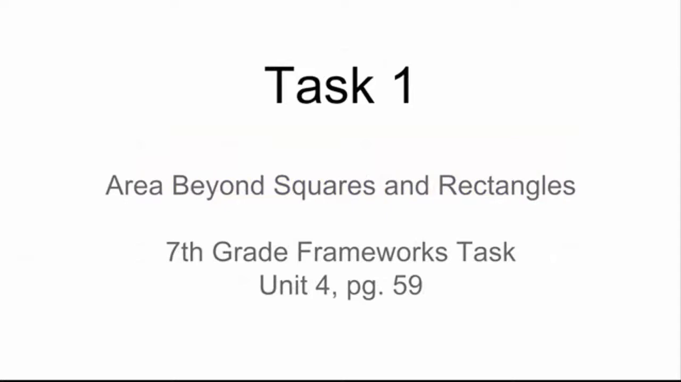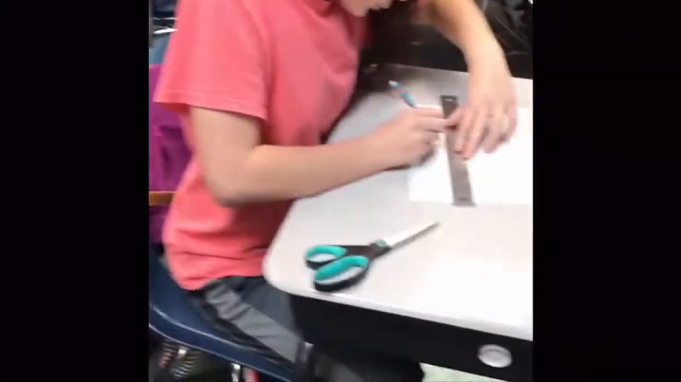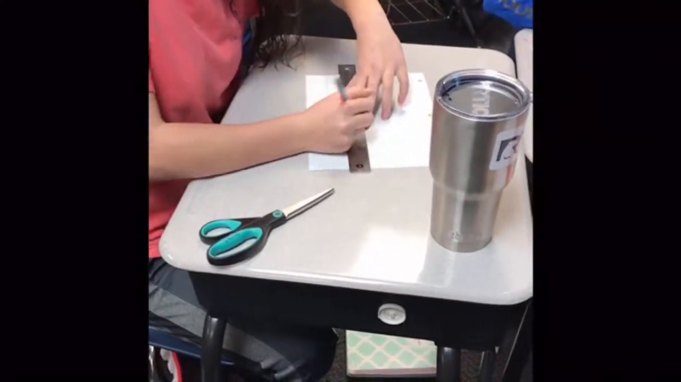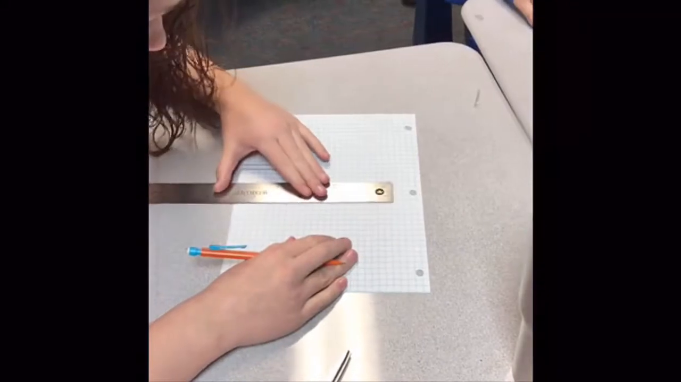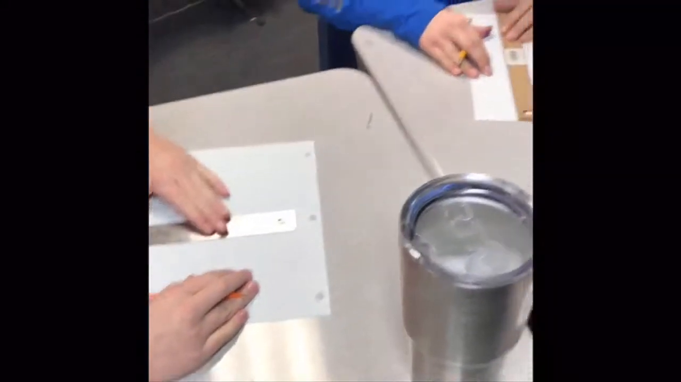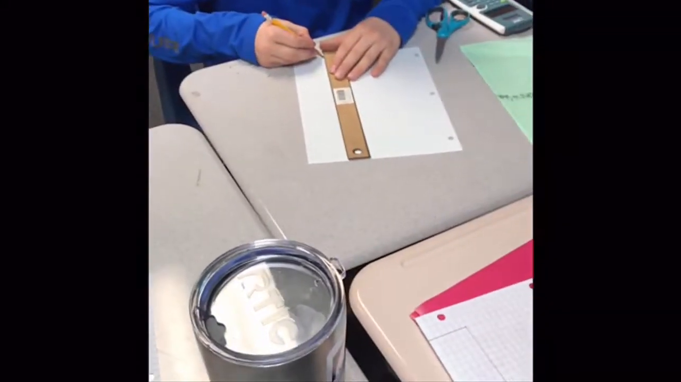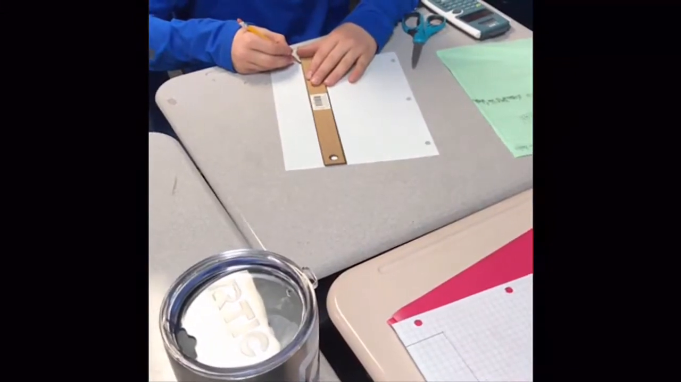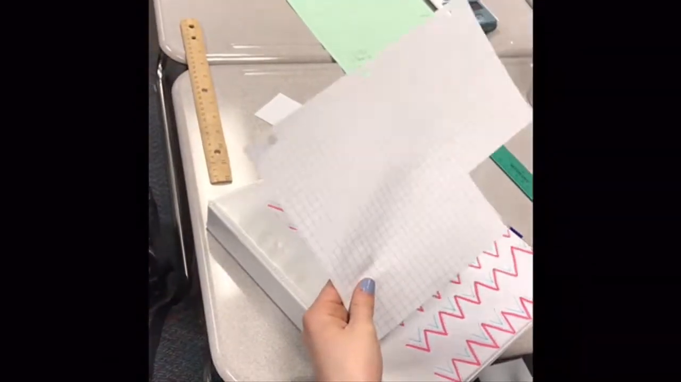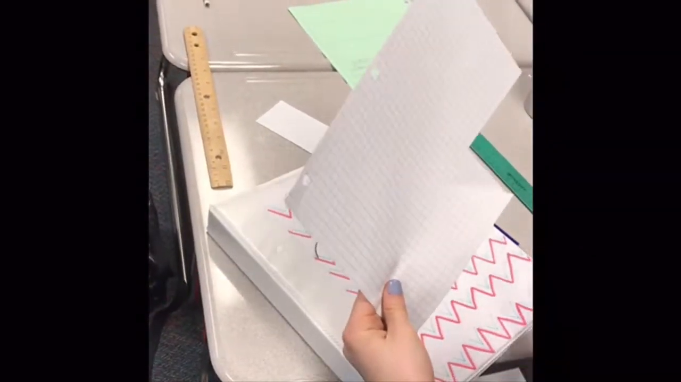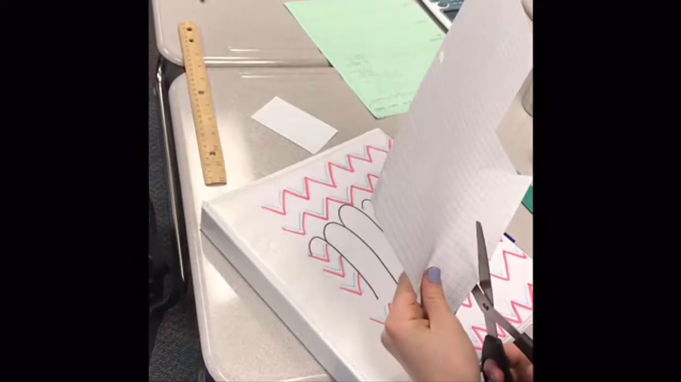In the first task, Area Beyond Squares and Rectangles, students use grid paper to discover the relationship between rectangles and triangles and the formulas for area. Students will decompose a rectangle into 2 triangles to discover that the area of a triangle is half the area of a rectangle. Students will also decompose a trapezoid into 2 triangles to discover the relationship between the triangles and the trapezoid.